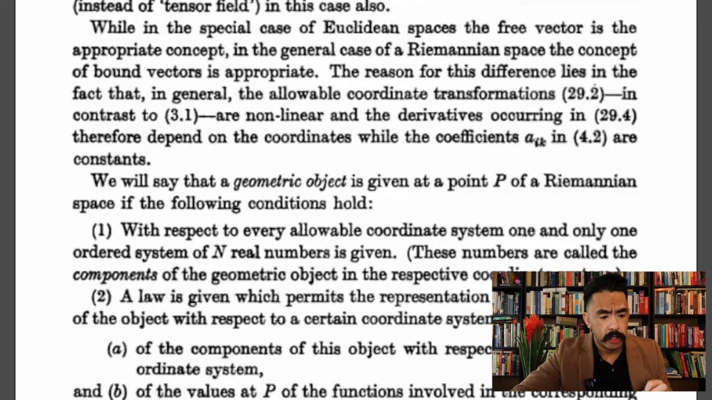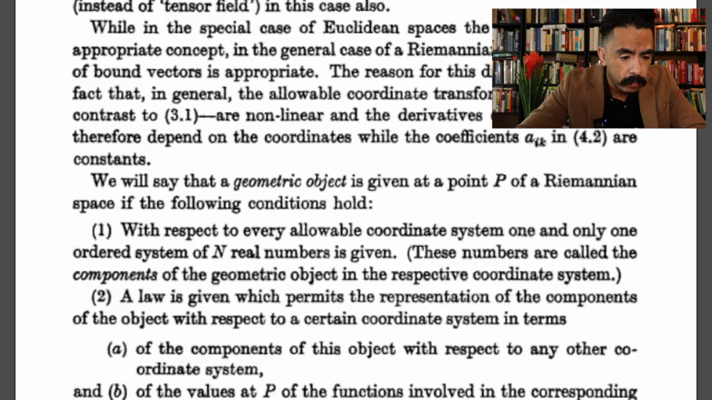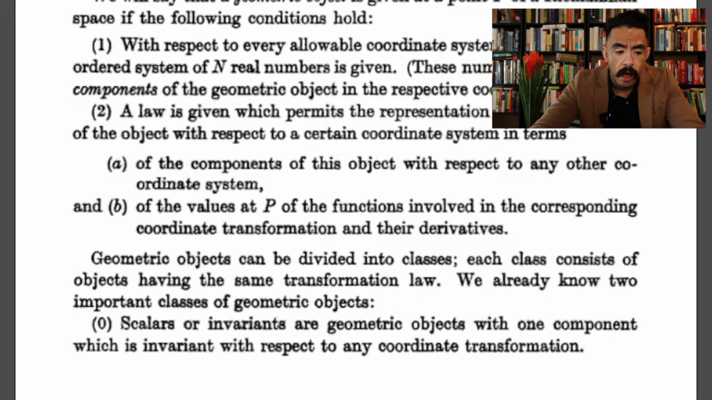We will say that a geometric object is given at a point P of a Riemannian space if the following conditions hold. 1. With respect to every allowable coordinate system, one and only one ordered system of N real numbers is given. These numbers are called the components of the geometric object in the respective coordinate system. 2. A law is given which permits the representation of the components of the object with respect to a certain coordinate system in terms A of the components of this object with respect to any other coordinate system, and B of the values at P of the functions involved in the corresponding coordinate transformation and their derivatives.